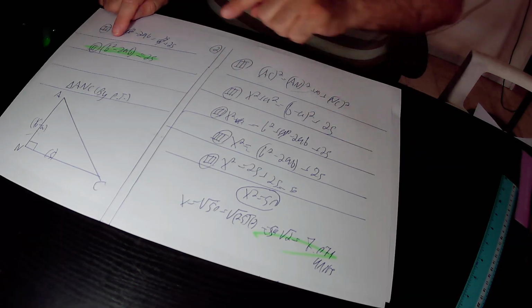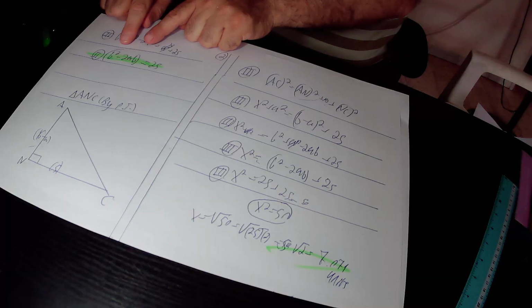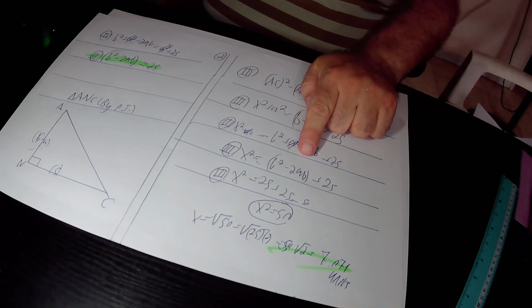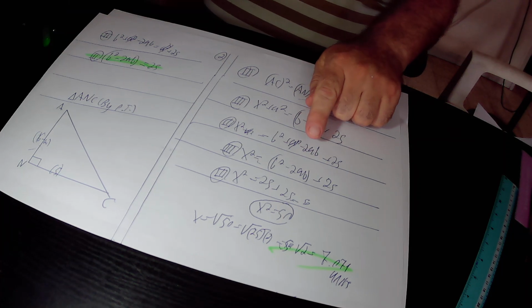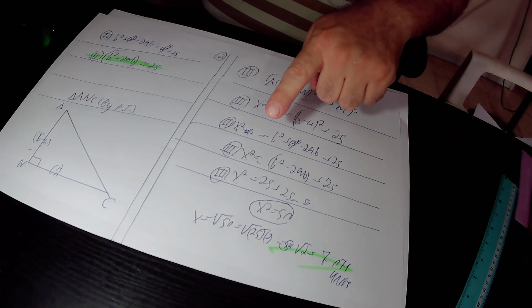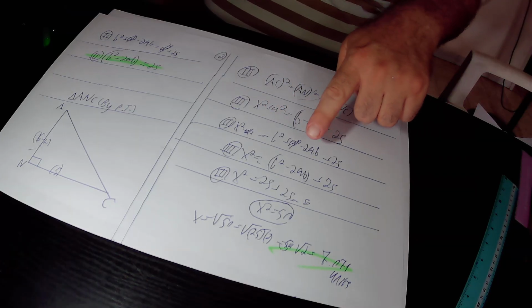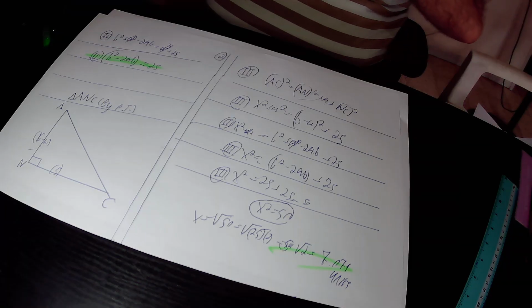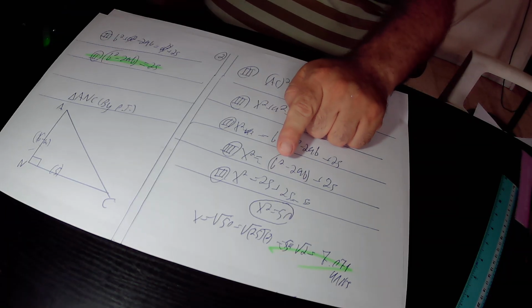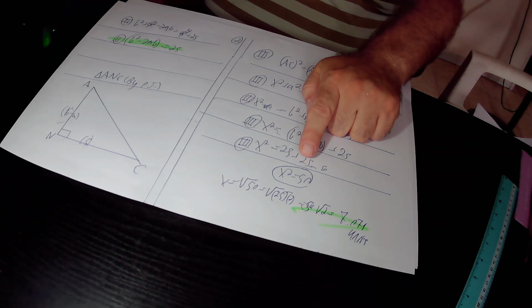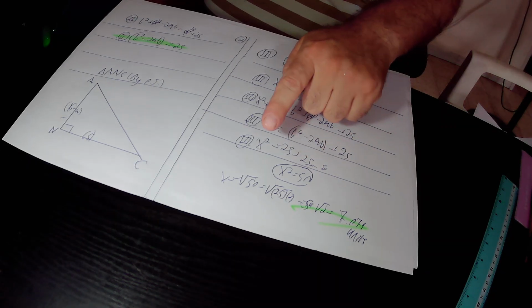But according to equation 2, B squared minus 2AB equals 25. Therefore, we substitute B squared minus 2AB by 25. According to equation 3, X squared equals B squared minus 2AB, that is 25, plus 25. So in total, X squared equals 25 plus 25, that is 50. So X squared equals 50. We take the root of this equation and find that X equals the square root of 50.